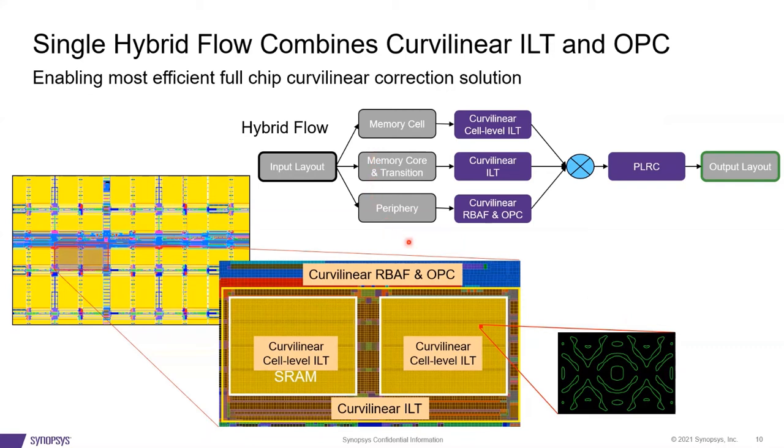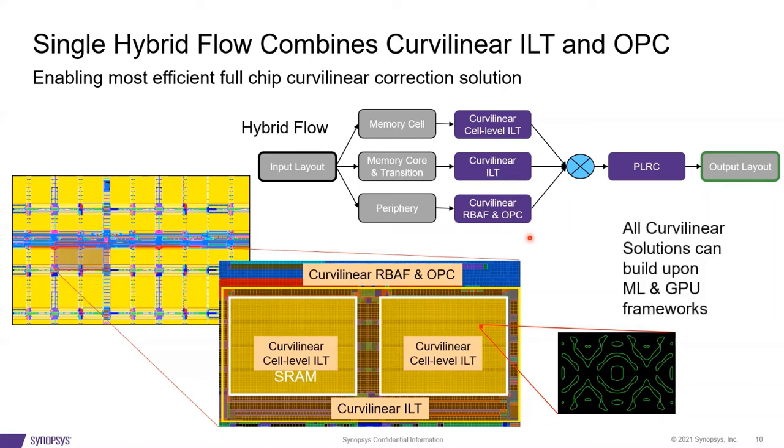All of these pieces can be put together into a final solution, which can be checked by a litho rule check, which will efficiently optimize the use of the computational resources, splitting the work between some ILT solutions and some curvilinear OPC and rule-based assist feature solutions. All of these solutions can build upon the previously touched upon topics of machine learning and GPU and their frameworks.